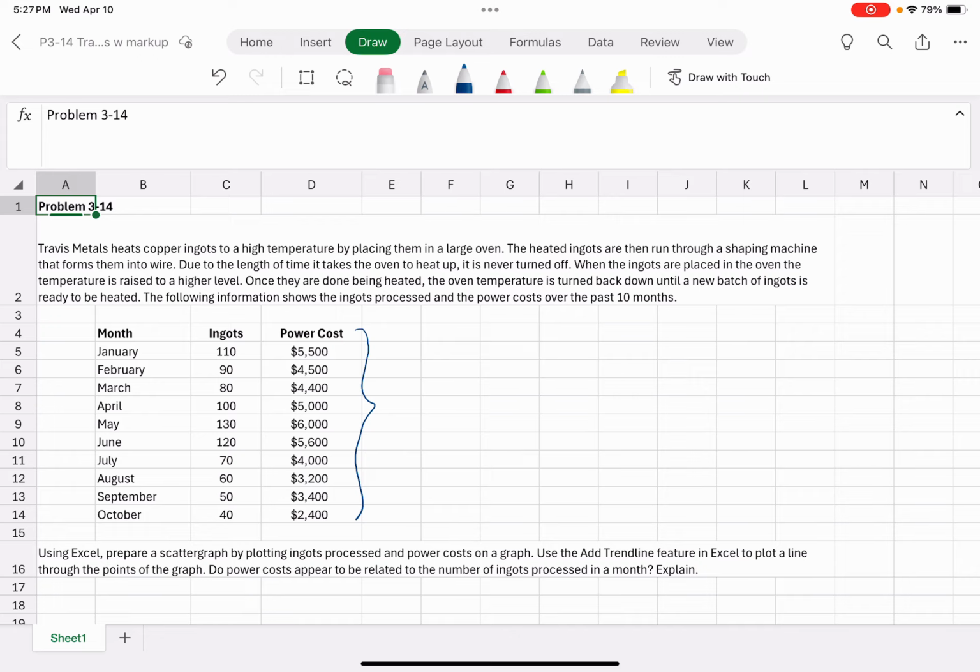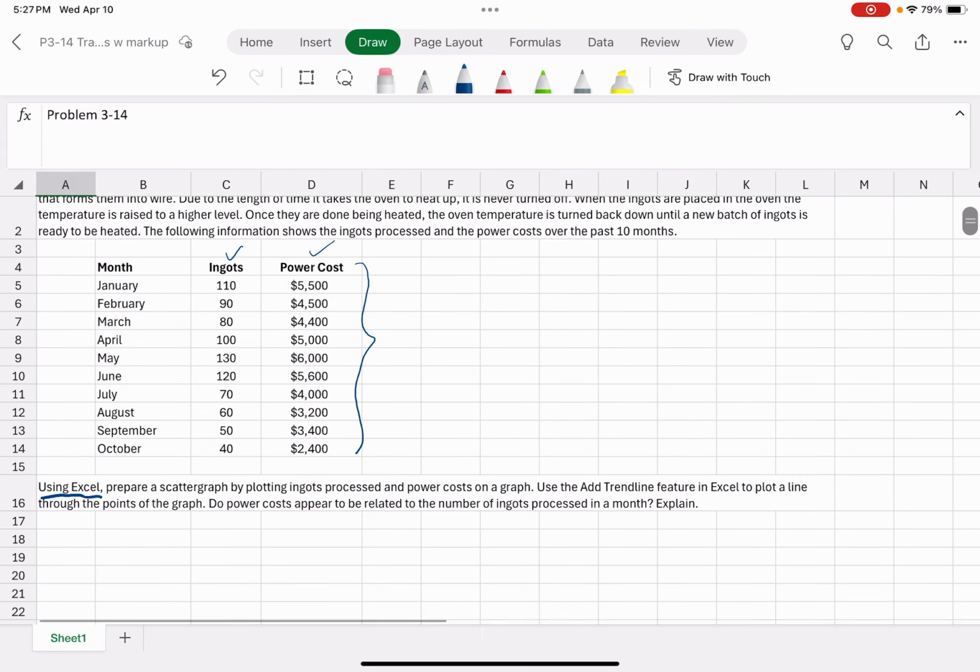So what the question asks us to do is to basically understand the cost behavior and then use that understanding to predict the cost of processing a certain number of ingots. Okay, so the first part of the question down here, using Excel, prepare a scatter graph by plotting ingots processed and power costs on a graph. Okay, so let's do that first.